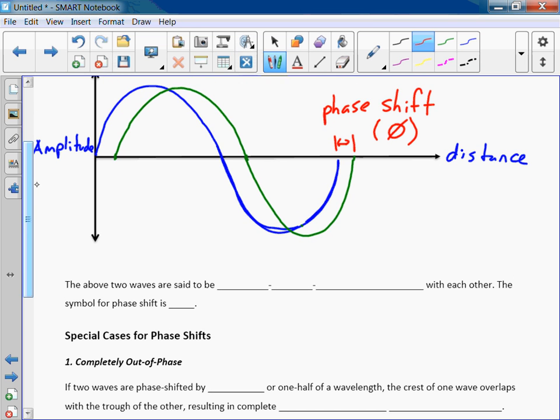The above two waves are said to be out of phase. If you have Star Trek fans, they use that all the time. That's how they do the cloaking for the starships. They say they're out of phase with our universe. They don't actually explain how to do that because that's not a real thing, in case you were wondering. It's science fiction. But that's the explanation they give for it: it's still there, but it's out of phase with the universe. And the symbol for phase shift, as I showed you above, is that guy.